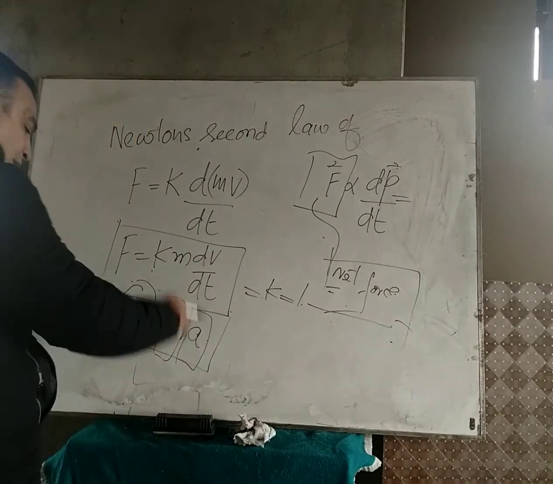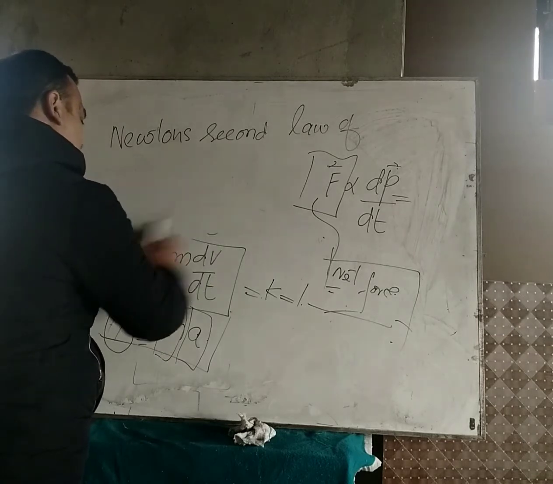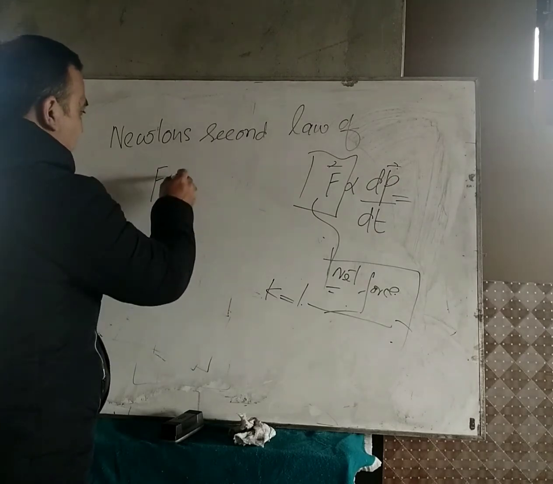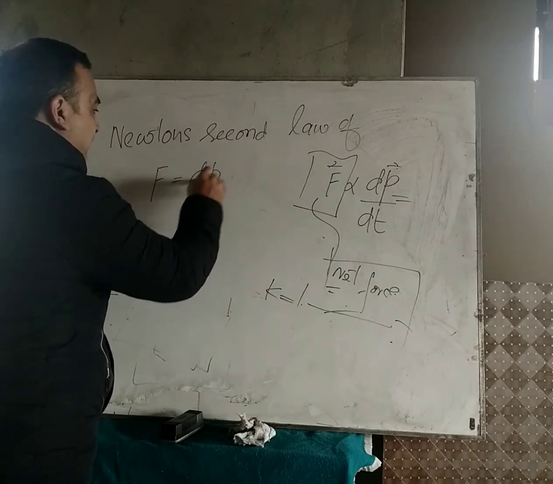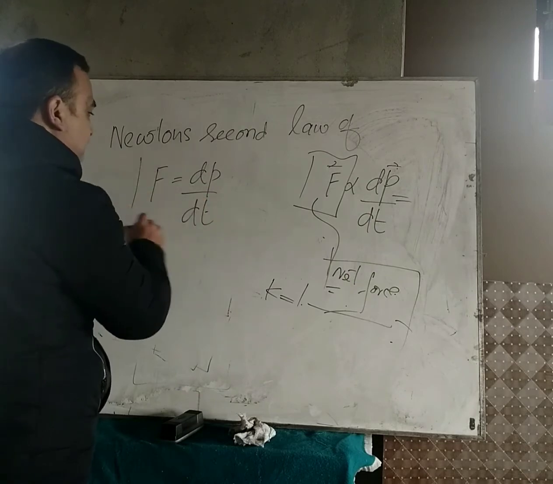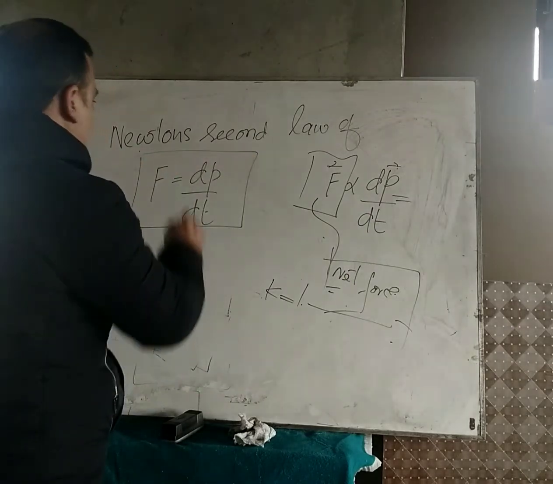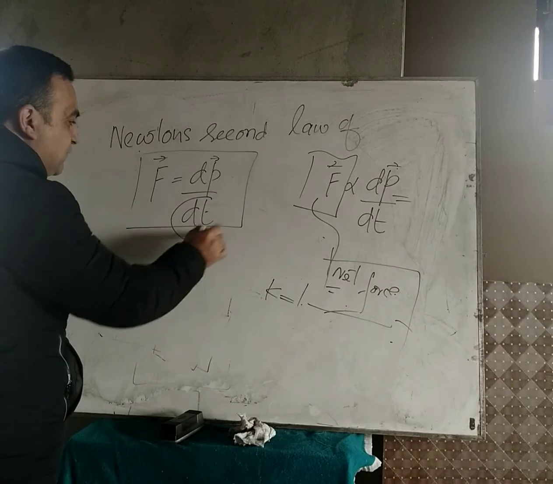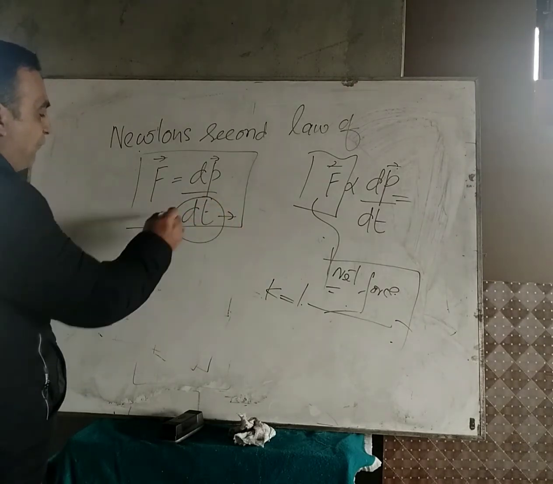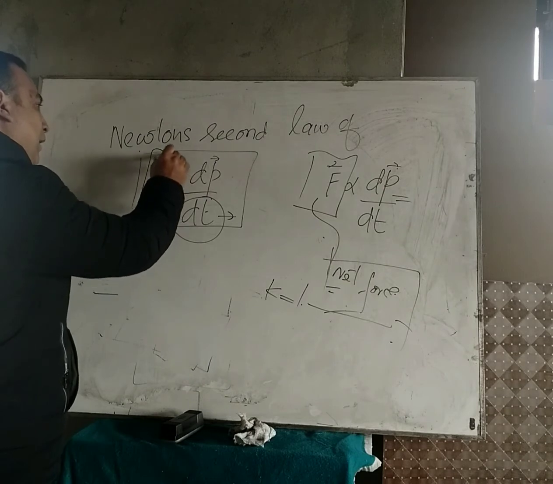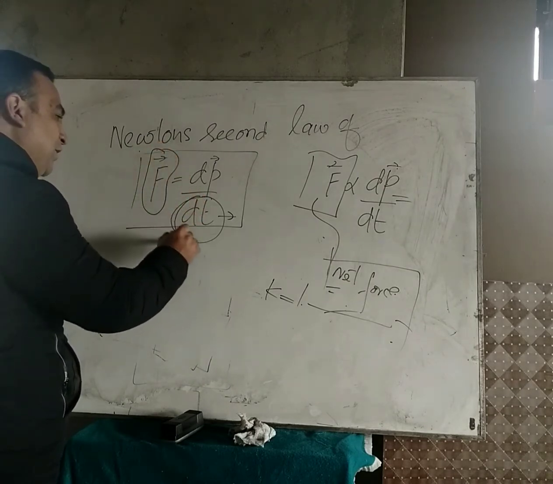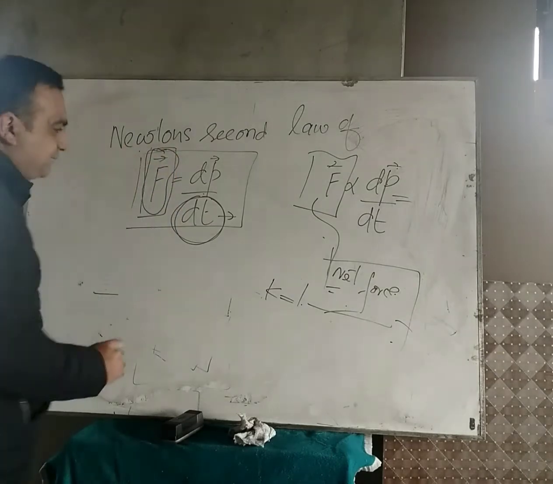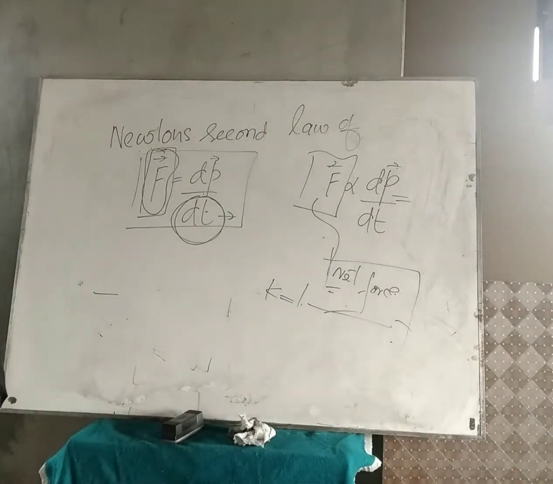Now going back to this equation, F is equal to dP by dt. You see, if this denominator is small, the force that will be experienced will be large. If this denominator is large, the force experienced will be small. We can take certain examples.